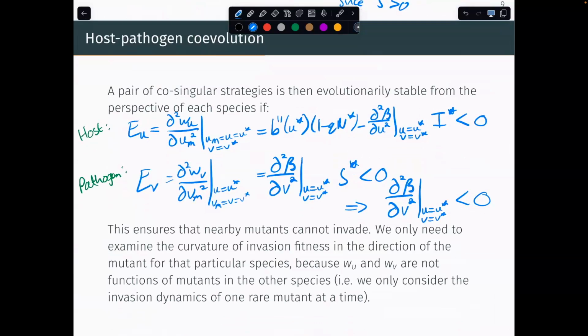We're thinking just about what's going on with the mutant trait in our host, or the mutant trait in our pathogen. We're not having to account for these cross derivatives, and therefore we're not having to account for the mutation rates and things like that. It's essentially just looking at the curvature. So these things are directly analogous to what we had in one dimension.